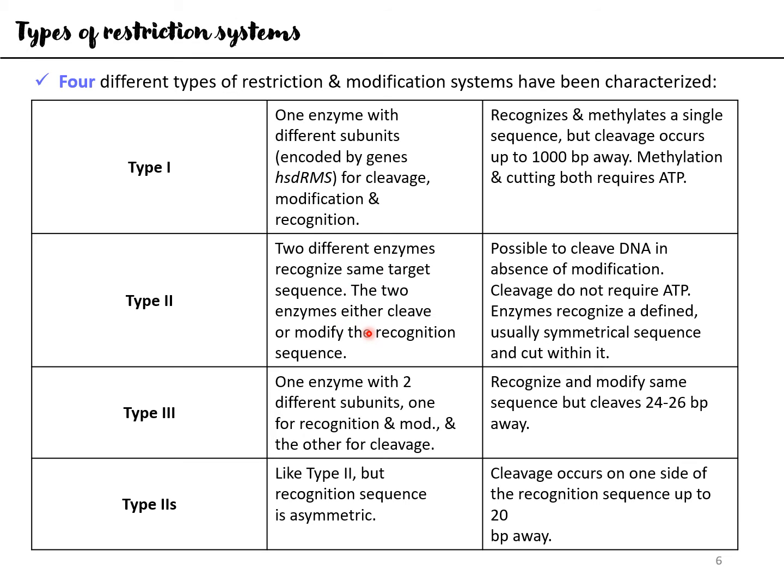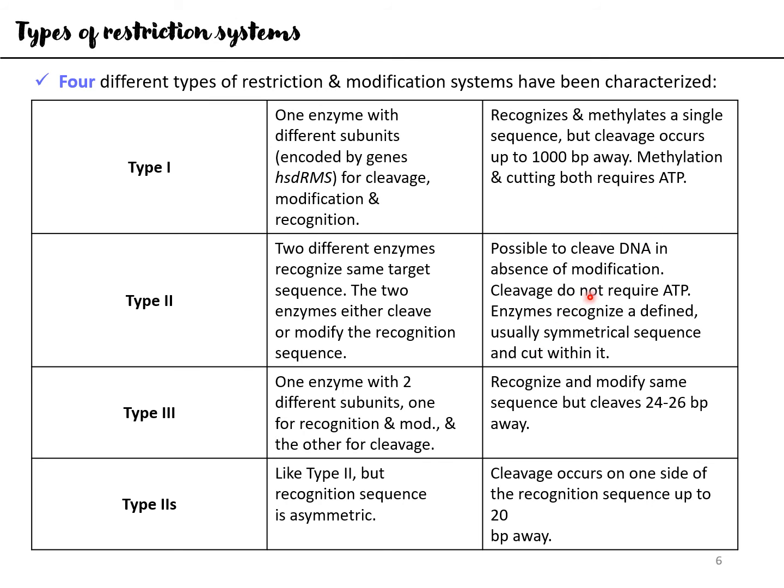So the target sequence that is recognized is the same, but now instead of one, two different enzymes are recognizing the same sequence. Now, the two enzymes can either cleave or modify the recognition sequence. So basically, one of the enzymes will cleave the sequence and the other one will modify the sequence. So it is possible to cleave DNA in absence of modification. Cleavage does not require any energy in the form of ATP.